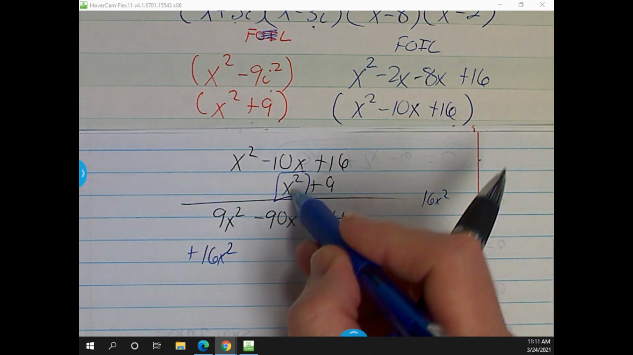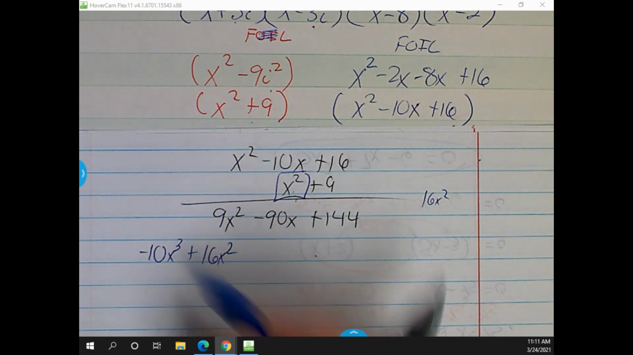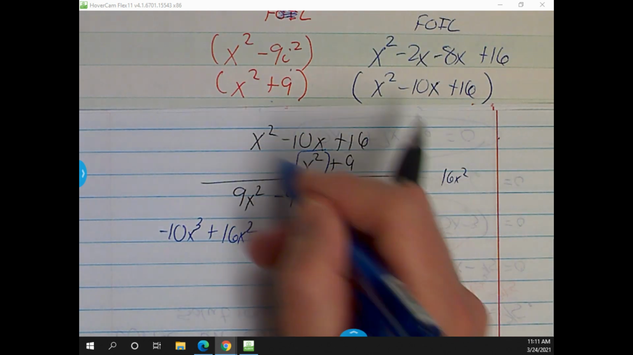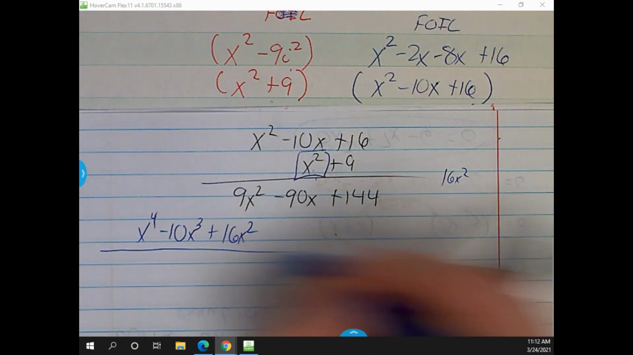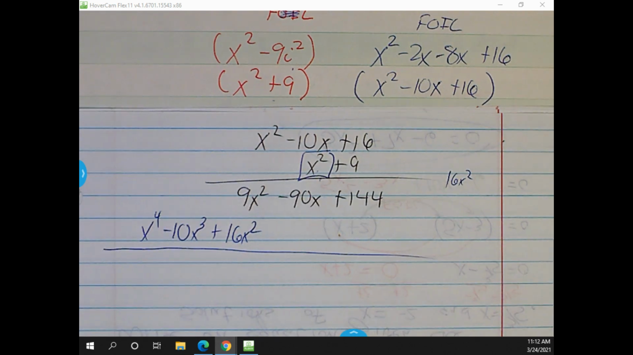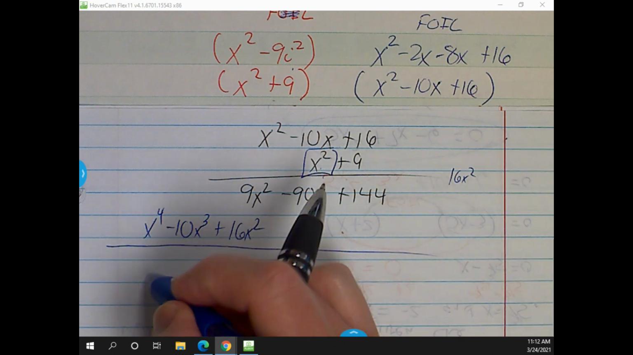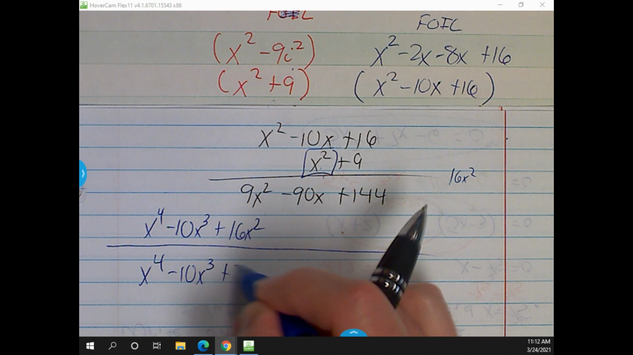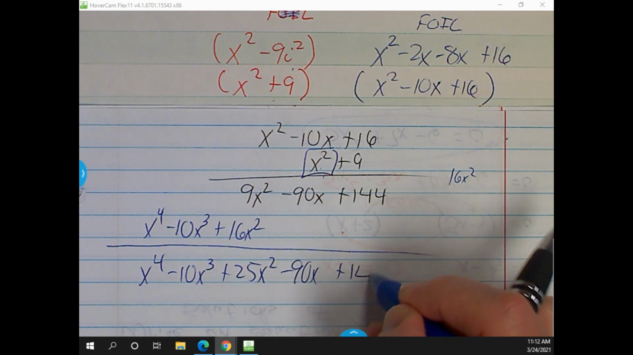You're going to do x squared times -10. Well, that's -10x to the third. Well, x to the third should go right in front of x squared. And then we'll do x squared times x squared, which will be x to the fourth. The main reason I'm doing that is that now, instead of all these terms being spread out all over the place if we multiply these things out, everything's kind of stacked up. So you get x to the fourth minus 10x to the third plus 25x squared minus 90x, and then plus 144.